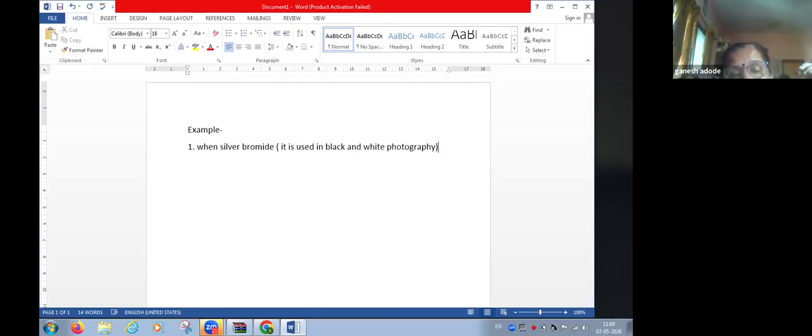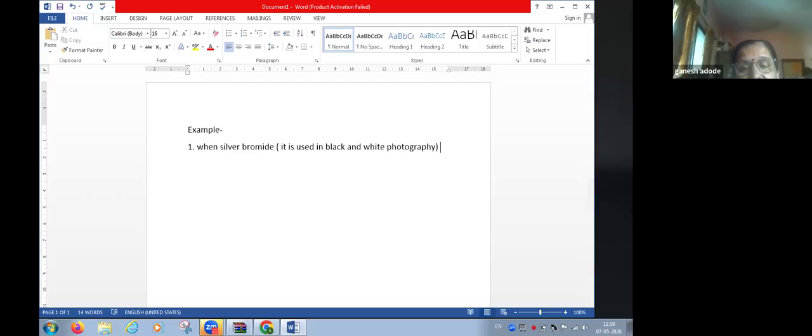Remember its use because in the 10th exam, conceptual questions are likely to be asked. They will not give you the name of silver bromide. They will only ask you to write the decomposition reaction for the substance used in black and white photography. Then you must know that substance is silver bromide, right?